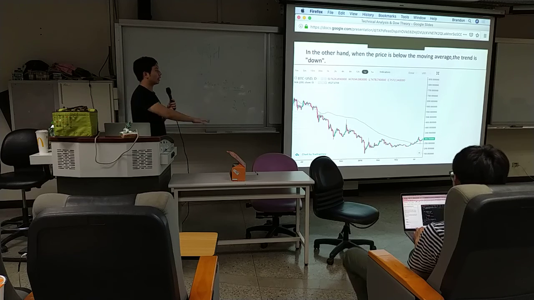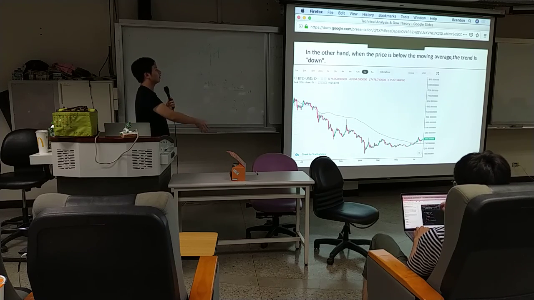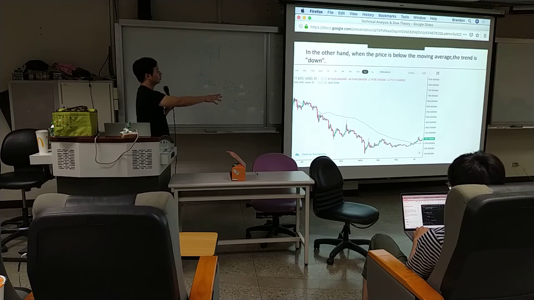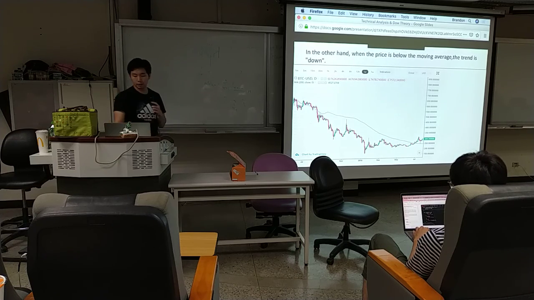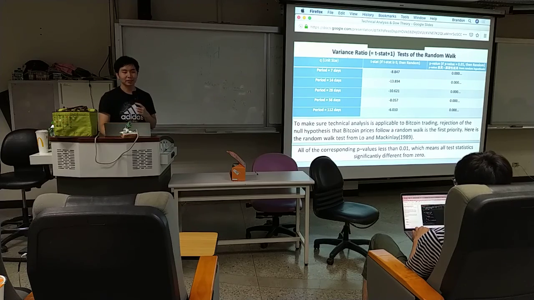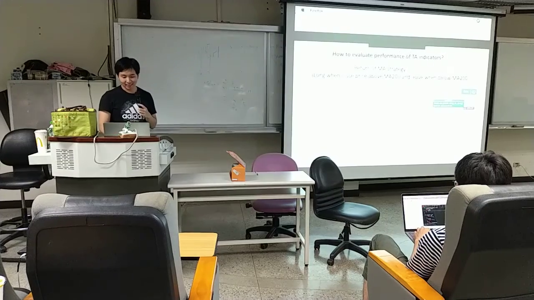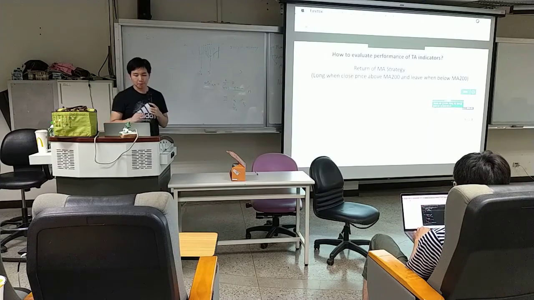So the charts actually don't happen first. The calculations happen first. That's why you see this. But technically, we should do the calculations first, then show you the chart. I actually have no idea what this is, so the teacher can go into this later. And how we evaluate the performance of the TA indicator.